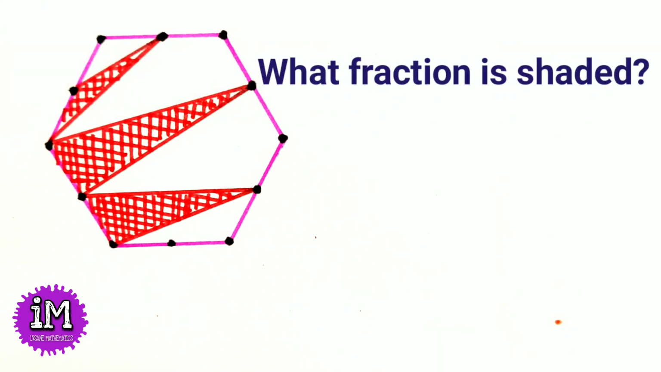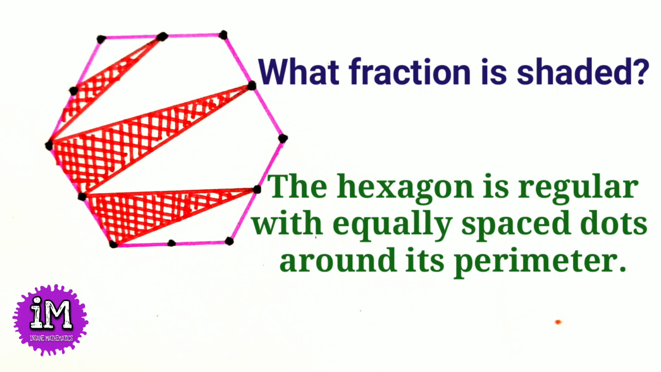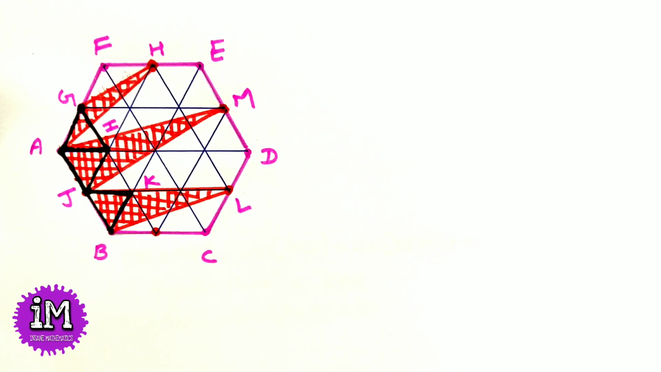What fraction is shaded if the hexagon is regular with equally spaced dots around its perimeter? Now in the solution part, I redraw this diagram and divide this regular hexagon into 24 equilateral triangles of equal area. Let us suppose the area of each equilateral triangle is K.